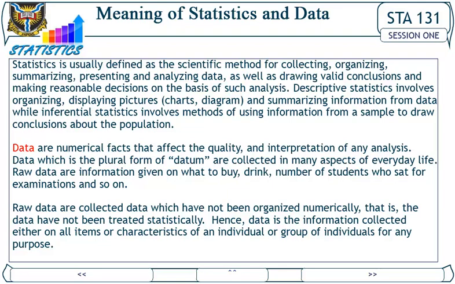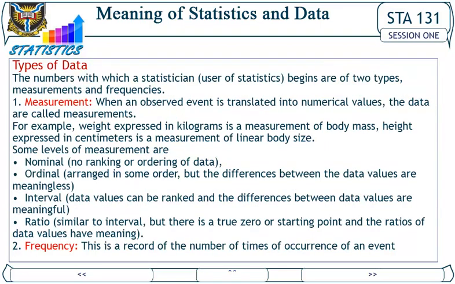Data are numerical facts that affect the quality and interpretation of any analysis. Data, which is the plural form of datum, are collected in many aspects of everyday life. Raw data are information given on what to buy, drink, number of students who sat for examinations, and so on. Raw data are collected data which have not been organized numerically. That is, the data have not been treated statistically. Hence, data is the information collected either on all items or characteristics of an individual or group of individuals for any purpose.